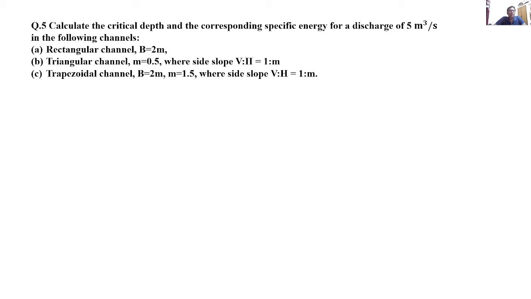Number one is a rectangular channel where the width is 2 meter. Number two is a triangular channel where the side slope is denoted as m equal to 0.5, where V is to H is 1 is to m, just a convention which I used in the previous question. And number three is the trapezoidal channel where the width is 2 meter and m is 1.5, the side slope. So let us firstly solve it for a rectangular channel.